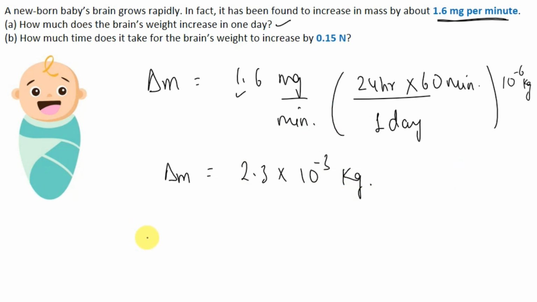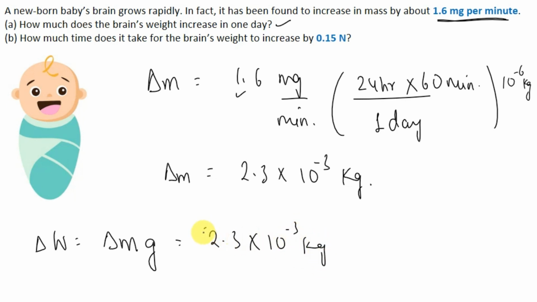Now for the increase in weight, weight is mass times g, so the increase in mass, delta m, times g is the increase in weight, delta W. The increase in mass is 2.3 times 10 to the power minus 3 kg, and the value of g is 9.81, which comes out to be 0.023 Newton. So in just 1 day this much weight is increased.